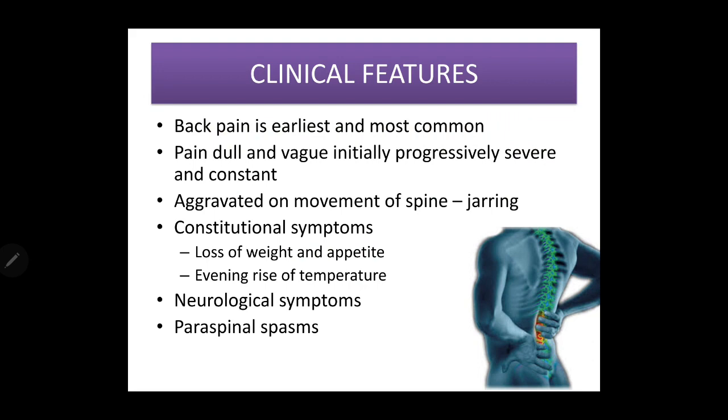The thoracic spine is in a kyphotic position, and the lumbar spine is in lordosis. So we have two primary curvatures of the spine and two secondary curvatures. The primary curvatures are the thoracic spine and sacrum, which are both in kyphosis, whereas the cervical lordosis and the lumbar lordosis are secondary curvatures.